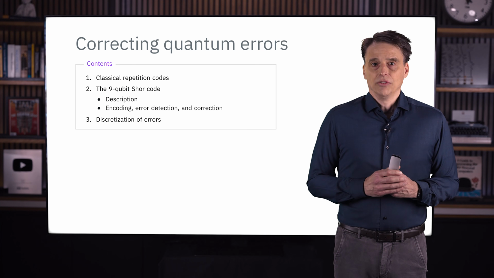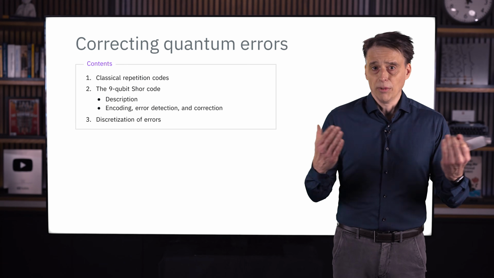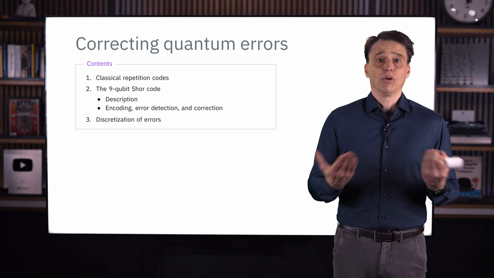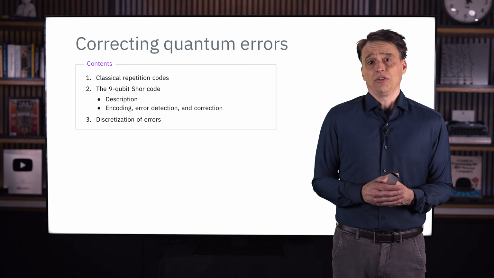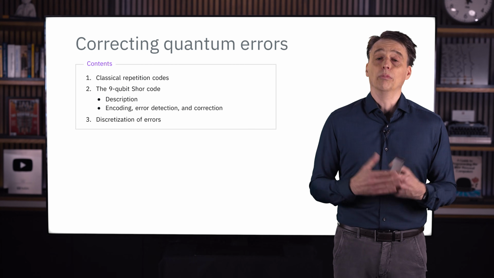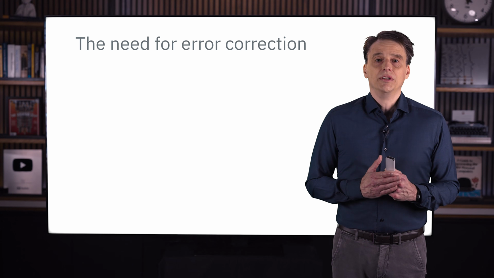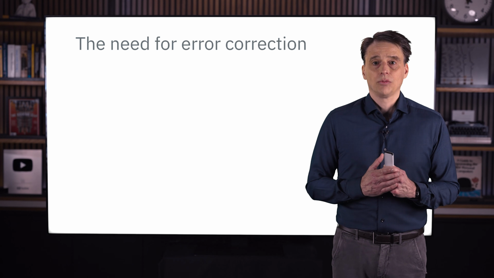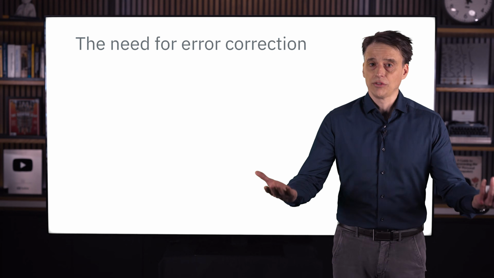And in the third part of the lesson, we'll discuss the discretization of errors, which allows us to think about arbitrary errors on qubits, which in principle form a continuum of possibilities, in discrete terms, essentially boiling errors down to so-called bit flips and phase flips. Before we get into the technical details of quantum error correction, it's worth taking just a moment to consider the need for quantum error correction, as well as classical error correction.